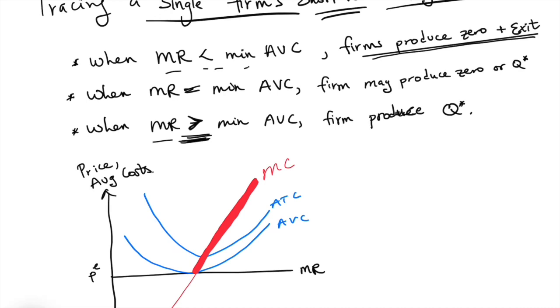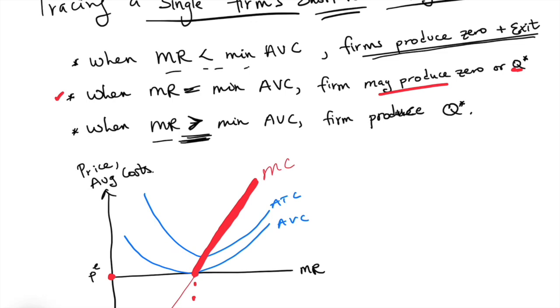But what if marginal revenue is at the minimum of the average variable cost, like it is right here? Then we are saying the firm may produce Q star or zero. So I'll put a point right there and I'll put a point right here. That's what the second point gives us. Two dots, one here where Q star is zero, and one there where we have Q star, right?